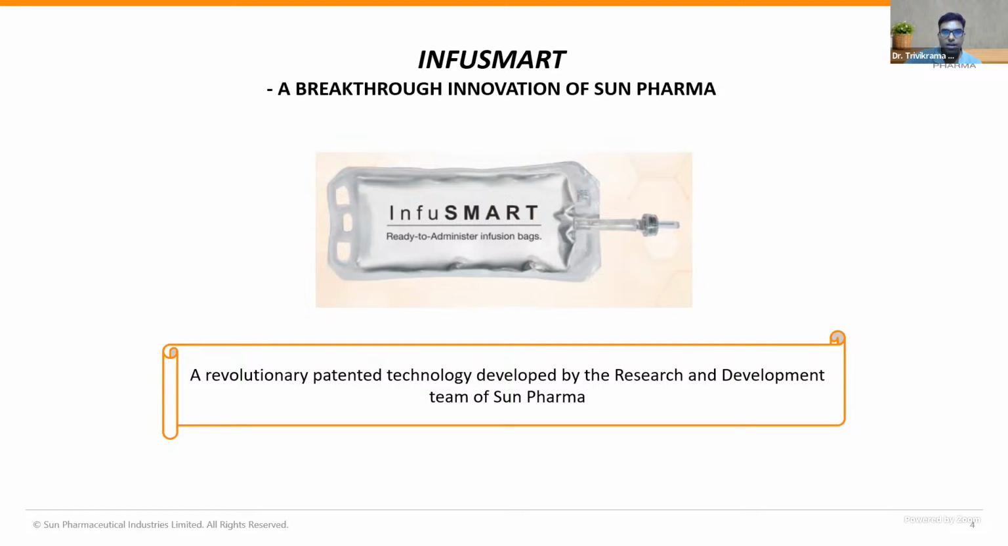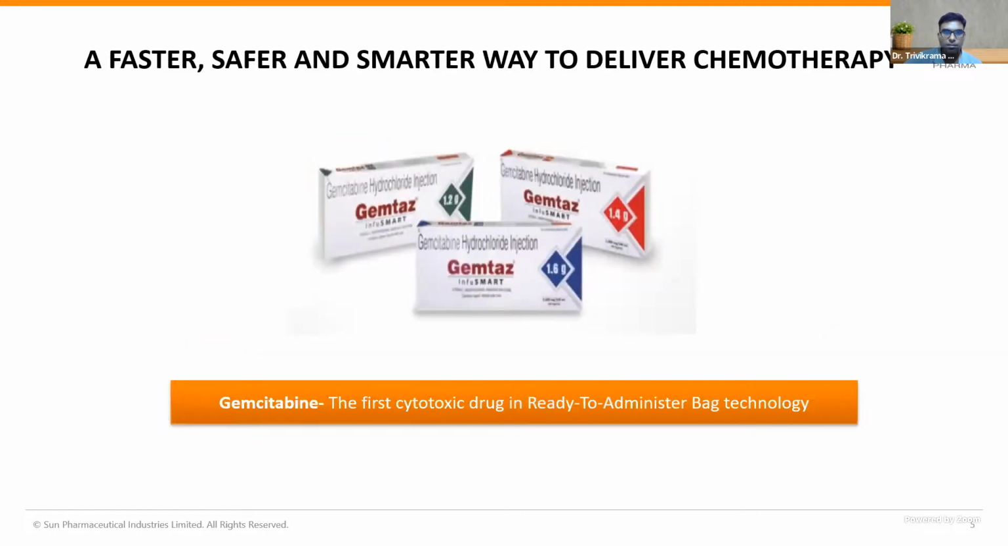The InfuSmart technique is a breakthrough innovation of Sun Pharma, a revolutionary patented technology developed by the R&D team of Sun Pharma. It is nothing but ready-to-infuse bags already diluted in appropriate quantities. It is a faster, safer, and smarter way to deliver chemotherapy. The first drug available with this technology is gemcitabine in the ready-to-administer bag.